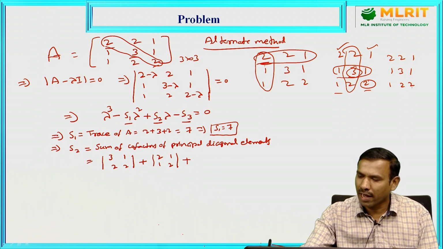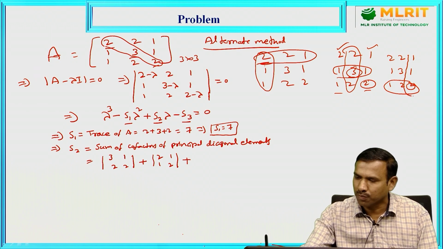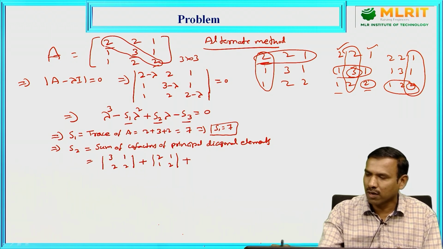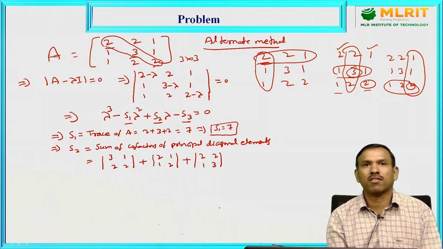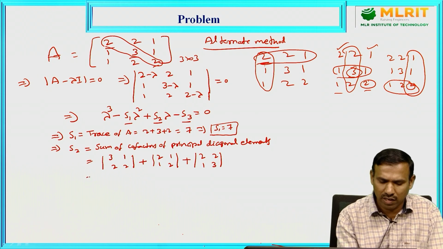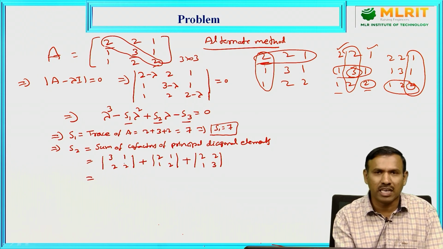So the third diagonal element is 3, and we need to leave the row and column containing it. And what is left over? 2, 2, 1, 3. That determines 2, 2, 1, 3. So the sum of these three we need to write. It is a determinant, we know AD minus BC, the determinant of a 2 by 2 matrix.